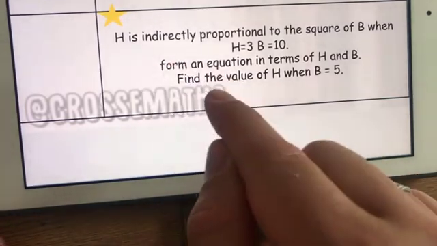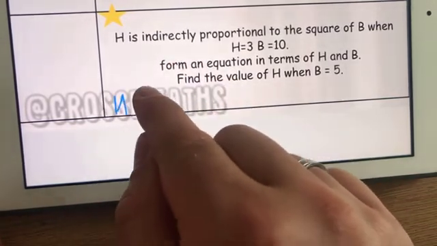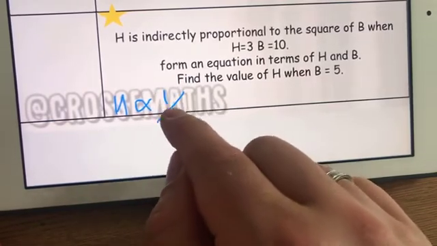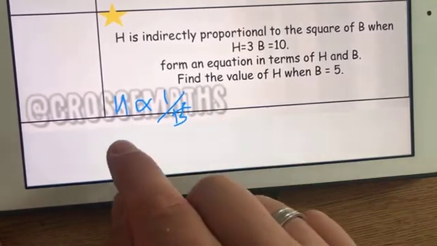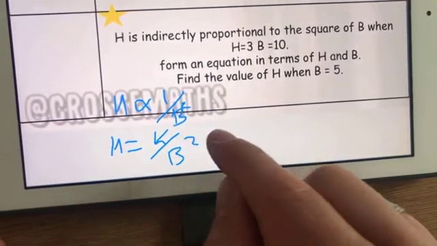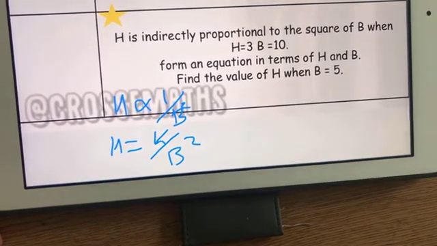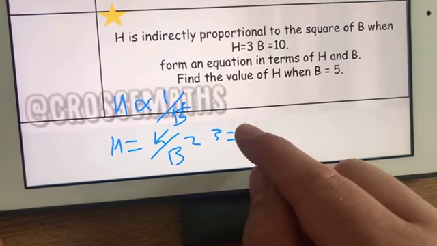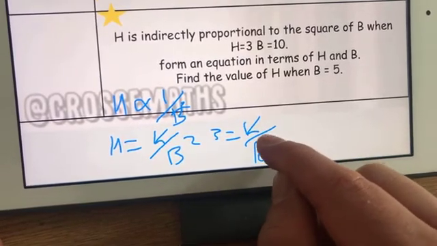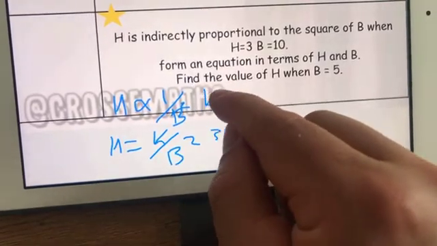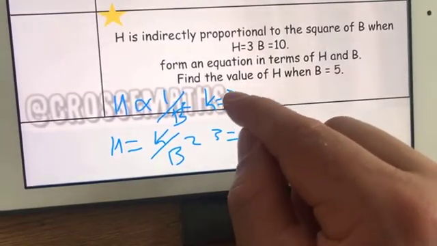H is indirectly proportional to the square of b, so it's h is proportional to 1 over b squared. My formula is h equals k over b squared. I'm trying to work out what k is first, so h is 3, so 3 equals k over 10 squared. 10 squared is 100, times through by 3, so k equals 300.